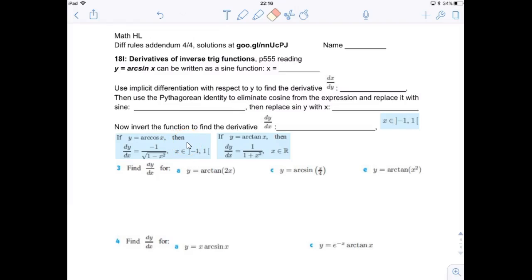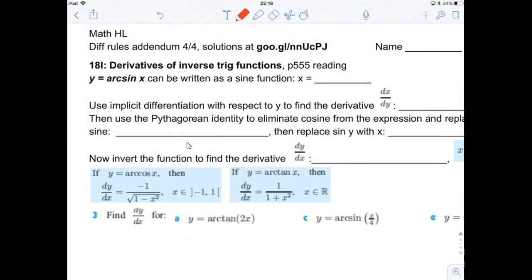Okay, page 4 of the addendum for differentiation rules. So first we're going to talk about the inverse trig function derivations in section 18I. Remember that arcsine is basically the inverse function of sine. So you give it the ratio and it gives you the angle, which is the exact opposite direction that sine does, right? So I could rewrite y equals arcsine of x in terms of x by putting x equals sine y.